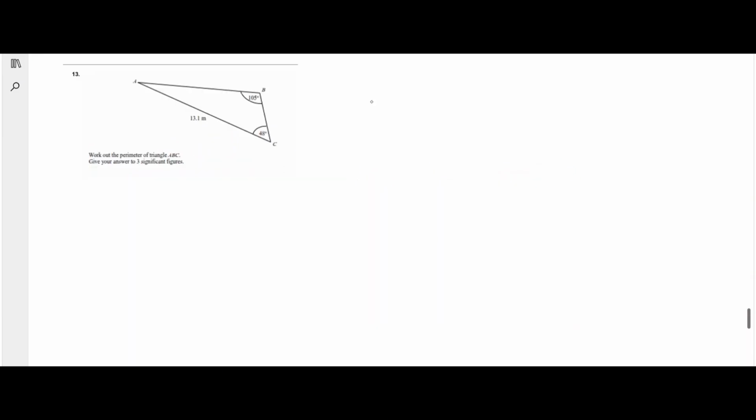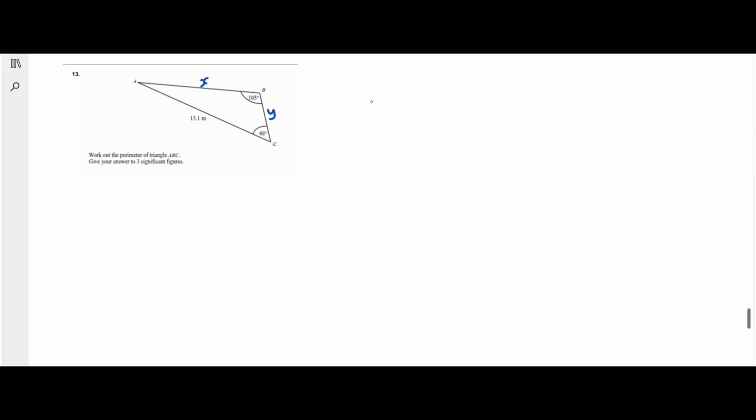Now we move on to question 13, and question 13 is asking you to find the perimeter of this triangle here. Now, in order to do perimeter, we need to find the distance all the way around the edge. So we are going to need the length of this side and this side here.